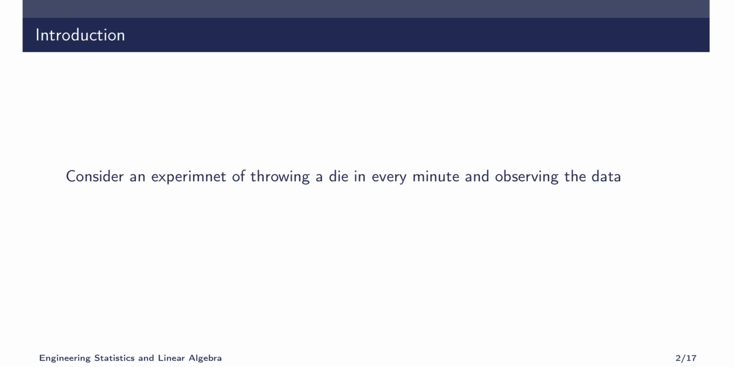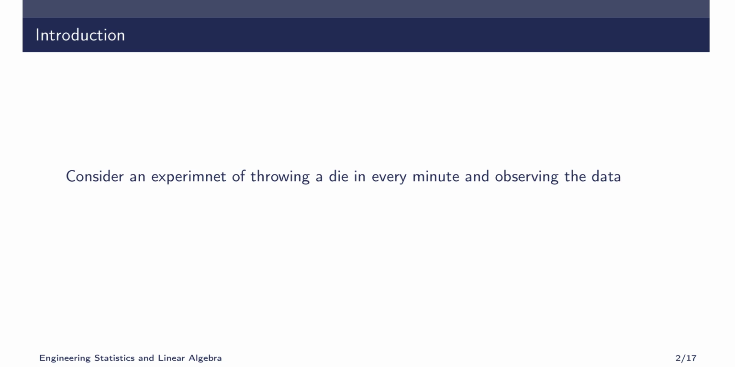Moving to the introduction, we'll discuss an experiment. Consider an experiment of throwing a die every minute and observing the data. Normally in the previous classes and examples, we did the experiment and didn't bother about the time when we did it. We just do the experiment and see what the outcome is. For a die, you have 6 outcomes, either 1 or 2 or 3 or 4, like that.